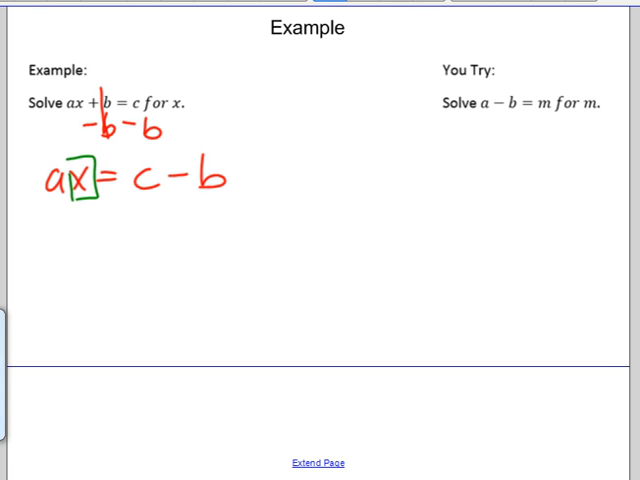But to get rid of that a, I'm multiplying a times x. So to undo multiplication, I would divide. I would divide both sides by a. So my final answer would be x is equal to c minus b over a.